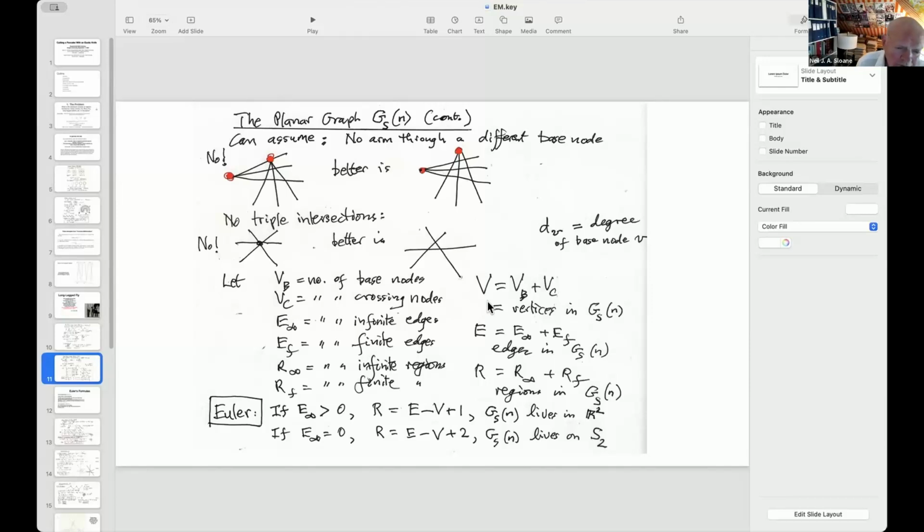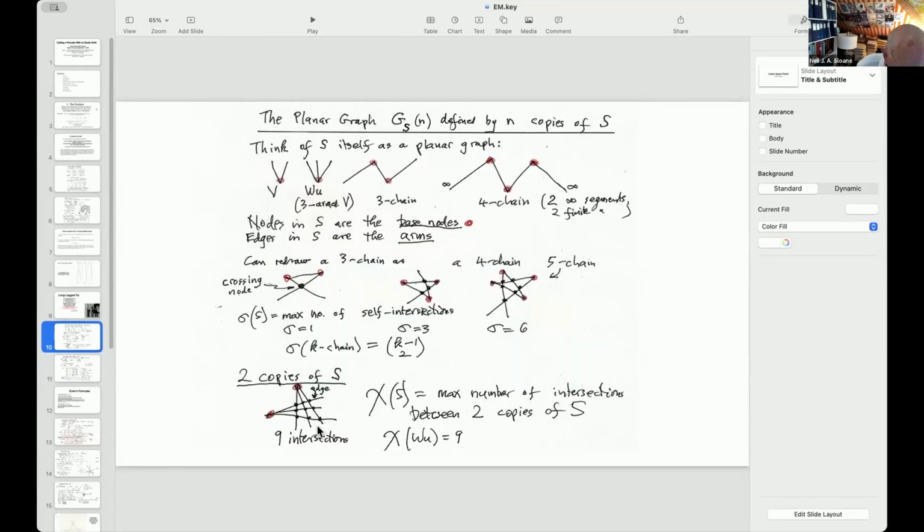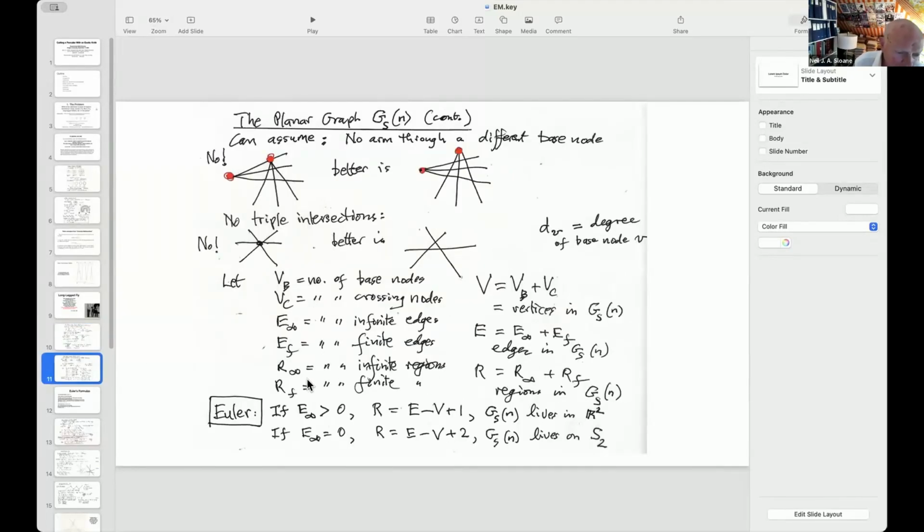Okay, and then I use V for vertices or nodes, E for edges. Some edges are infinite, some edges are finite, E infinity and E F. The graph is what you get by putting down all the copies, making all the cuts, and stepping back and looking at it as a graph. And every time you get a crossing, you get edges. The edges are what happens when the arms cut other arms. They're the edges in the graph. And R is the number of regions. There are infinite regions and finite regions.